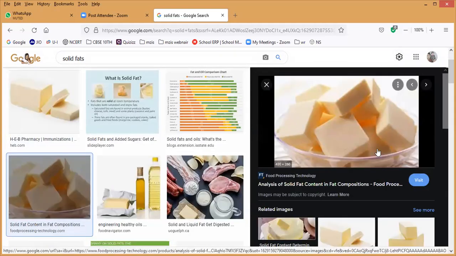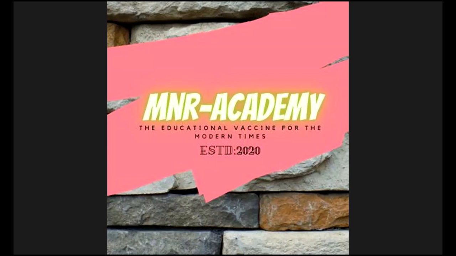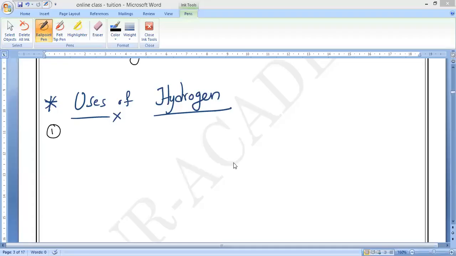To manufacture this, we pass hydrogen gas. We pass the hydrogen gas to manufacture this solid fat or vanaspati ghee. That passing of hydrogen gas is called hydrogenation. What should we call it? Hydrogenation. Please all of you remember that. Write it down: hydrogenation.